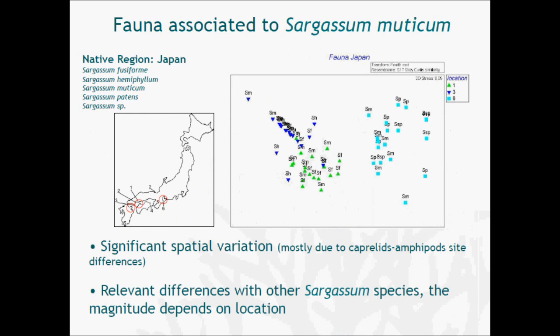Yeah, but this is going back to Japan. In Japan, yes, there are differences. There are differences between the fauna associated with Sargassum muticum and the fauna associated with the other Sargassum. I have to run, because okay.